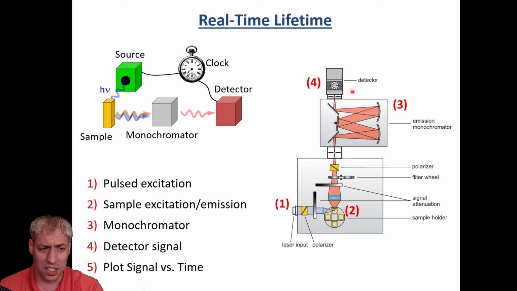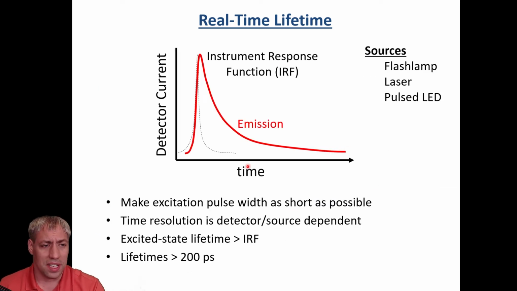And so that's essentially what you're doing: you're going to plot signal, typically in voltage or current, versus time from the pulse of a laser light. And so you get something that looks like this. This dotted line is essentially the laser pulse, or the width of the light source pulse. Then you're going to watch emission rise, and then that emission will decay over time.